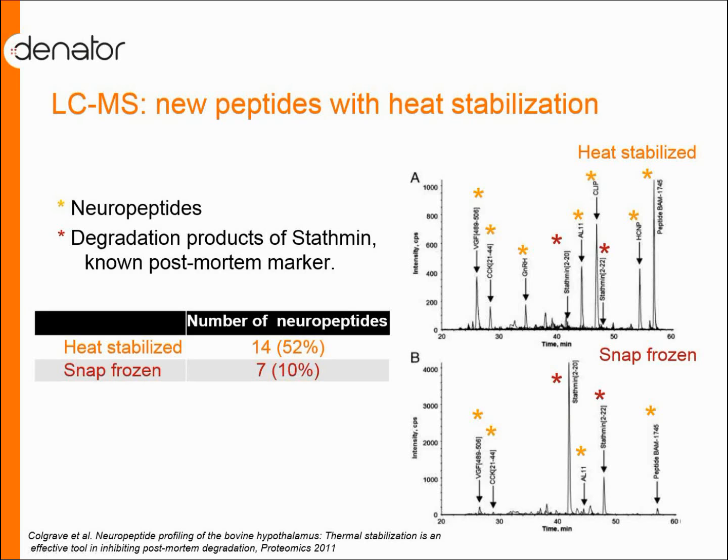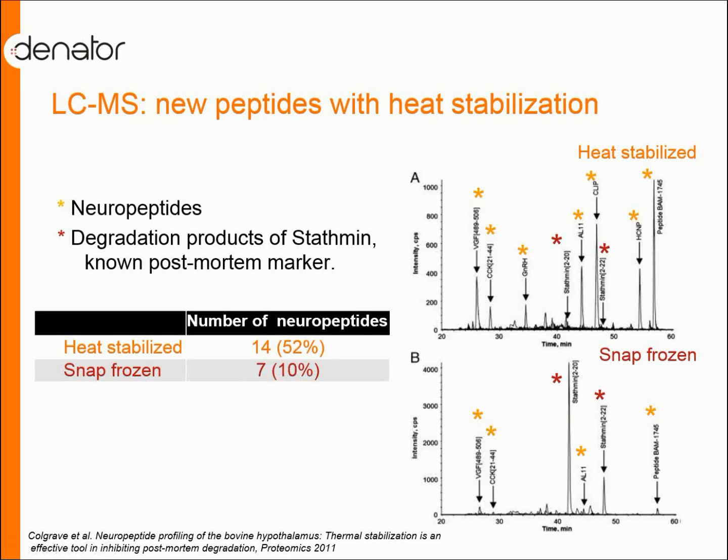So there's still a bit of post-mortem time on this sample. If we look at the number of neuropeptides, we see in the heat-stabilized 14 compared to 7, so twice the number. What's also interesting to note is that these 14 make up 52% of the identified peptides in this sample, whereas in the snap frozen, the 7 only make up 7.